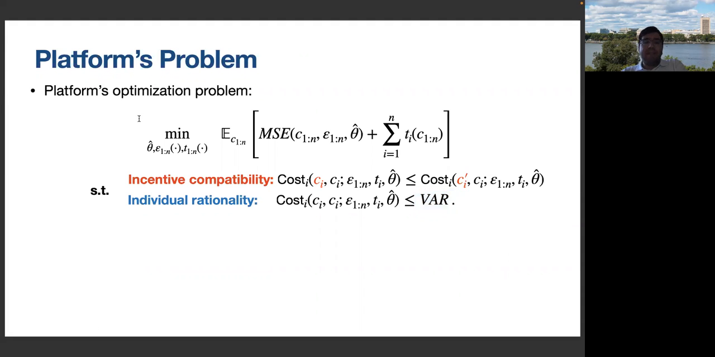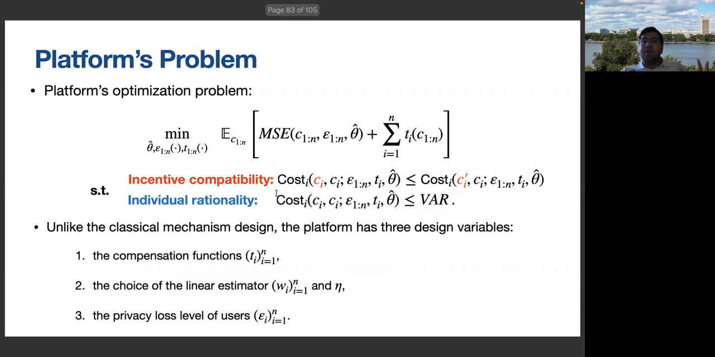So the platform's problem would be finding the best estimator and finding the best epsilon 1 to n and t1 to n that minimizes this minimization subject to these constraints. And you can see that this could be a challenging and non-trivial problem because first of all, this is a non-convex problem, and second, we have three sets of functions that we need to minimize over. But on top of that, these are entangled, right?